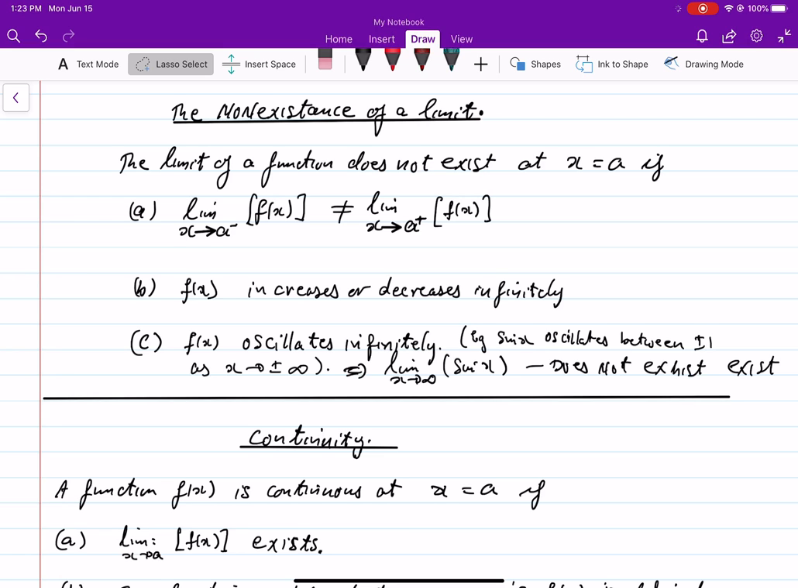And if f of x oscillates infinitely, for example, sin x oscillates between plus and minus 1 as x is approaching plus or minus infinity. Therefore, the limit as x is approaching infinity of sin x does not exist.